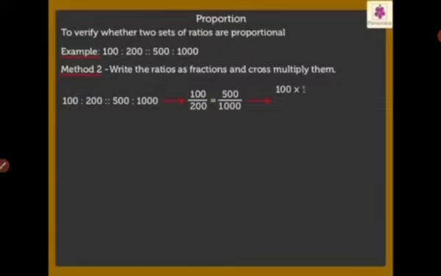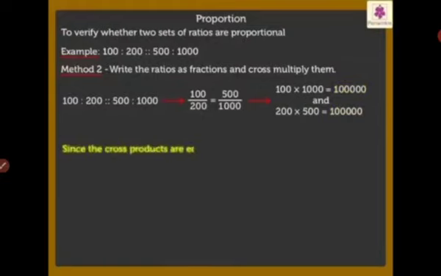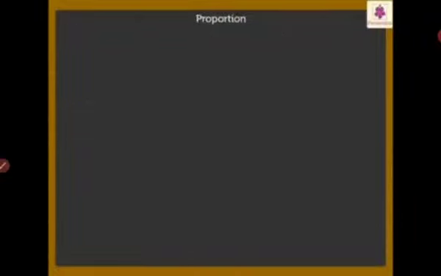100 into 1000 is equal to 1 lakh, and 200 into 500 is equal to 1 lakh. Look, here the cross products are equal. Since the cross products are equal, the ratios form a proportion. Next, we will find the missing number using the concept of proportion.